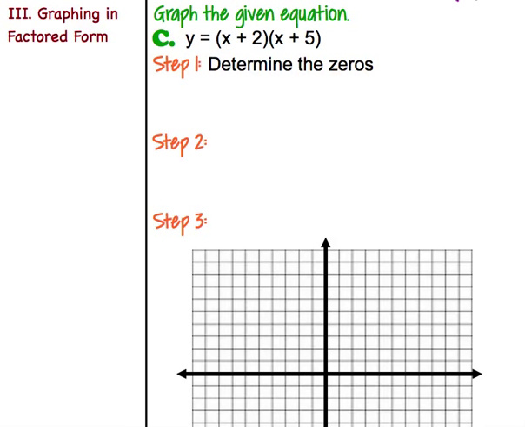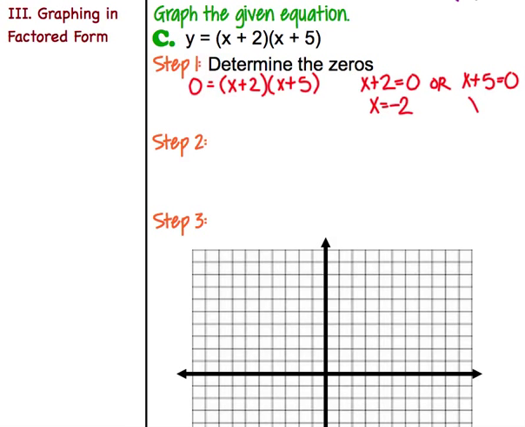So when we go ahead and do this, we will put in 0 for y, and we have 0 equals x plus 2 times the quantity x plus 5. So that means that either x plus 2 equals 0 or x plus 5 equals 0. And subtracting 2 from both sides, we get x equals negative 2. And subtracting 5 from both sides, we get x equals negative 5. Writing those as ordered pairs, we have zeros that are negative 2, 0 and negative 5, 0.